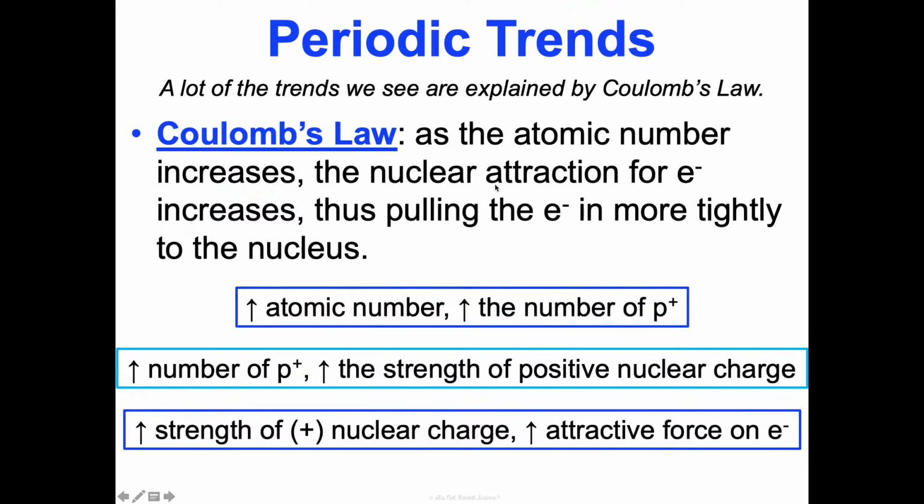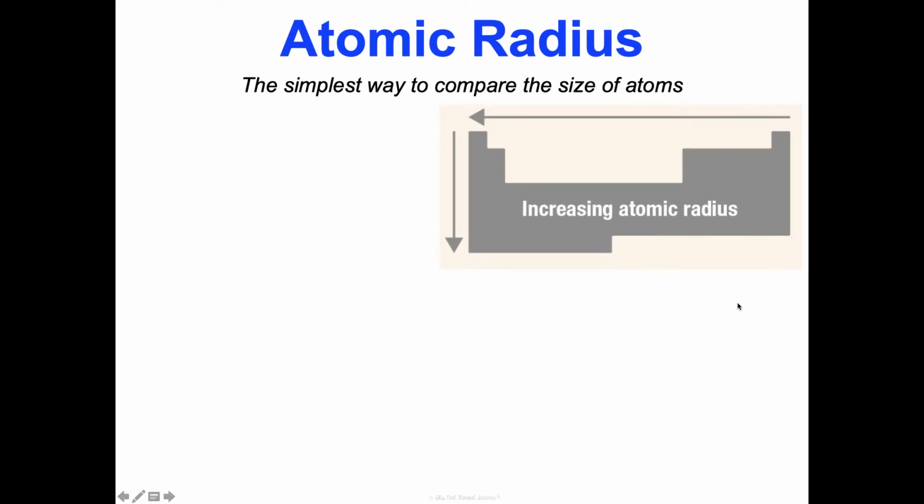Okay, so this makes sense. The more protons, the more positive, the stronger those opposites will attract with that electromagnetic force. It's going to pull them in more tightly. And this law is going to, again, explain some of these patterns we see, like atomic radius.